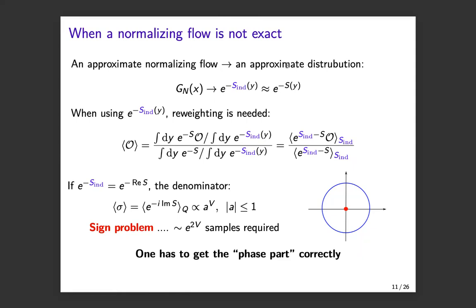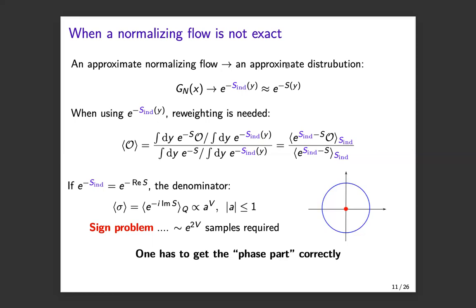So the original expectation value I want to compute is this one. But the only thing I have access to is this induced distribution function from this approximate normalizing flow. So I will simply sample y's from this e to the minus s induced, and then for both numerator and denominator, I compute two expectation values, and then just divide one by the other. In principle, this is supposed to give you the correct value, and it does, but there is a problem.